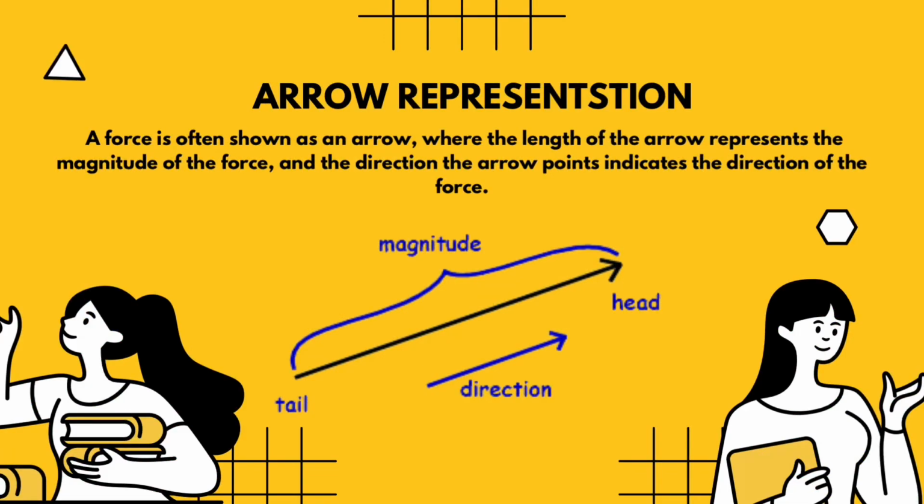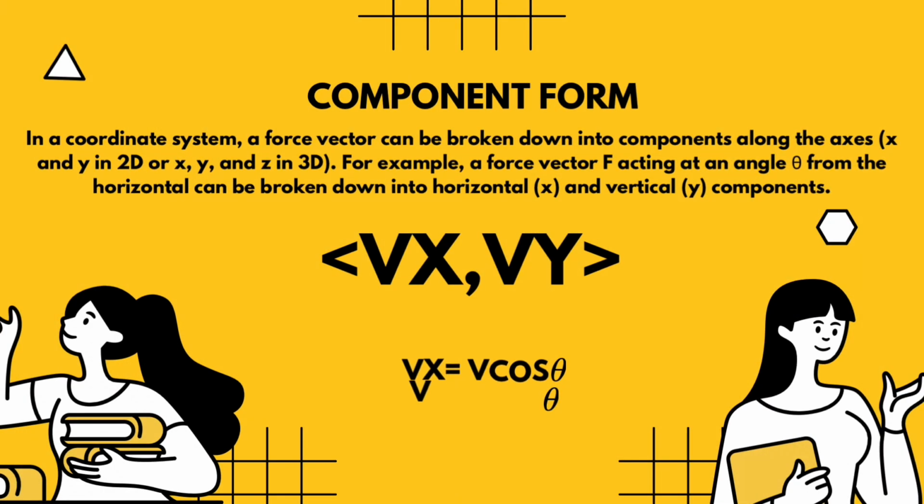The third is representation, which comes in 2 different forms. The first is arrow representation. This is seen as a single arrow, where the length of the arrow represents the magnitude of the force, and the direction the arrow points indicates the direction of the force. Next is component form. This is when a vector is broken down into components along the axes, x and y in 2D or x, y, and z in 3D. For example, when resolving a vector F acting at an angle theta from the horizontal, it is separated into the horizontal x component and the vertical y component, typically using trig functions like sine and cosine.